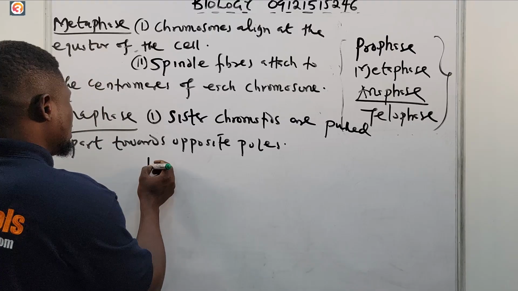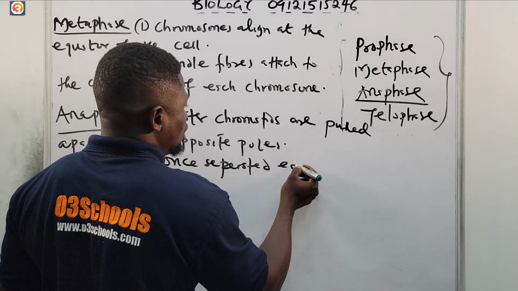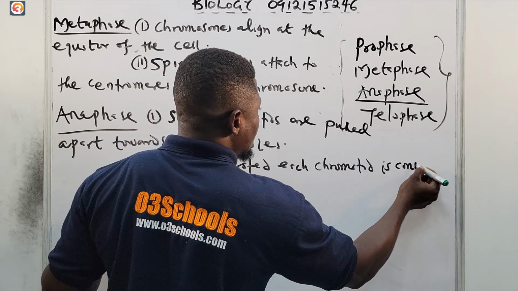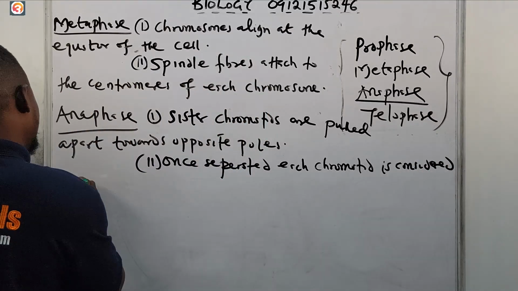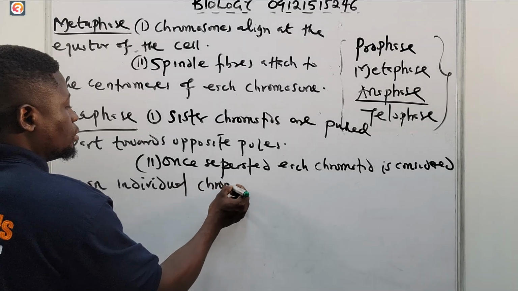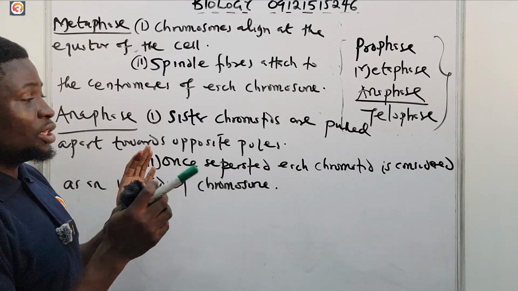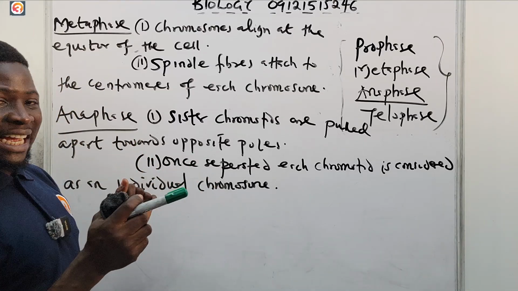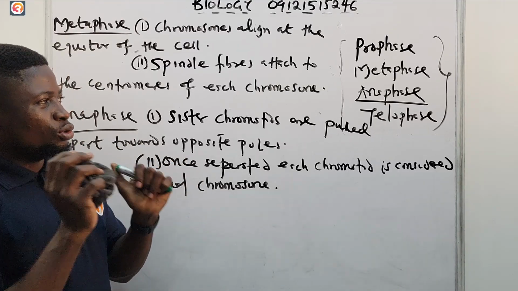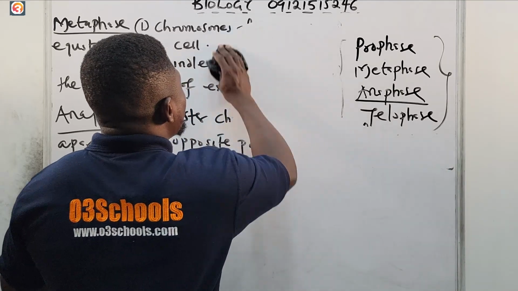Now, number two, once separated, each chromatid is considered as an individual chromosome. All right, so this is what happens in the anaphase. Sister chromatids are pulled apart from each other towards opposite poles, and once they are separated, each chromatid is considered an individual chromosome. And then that takes us to the last stage, which is the telophase.